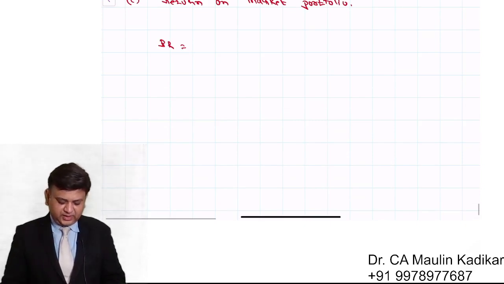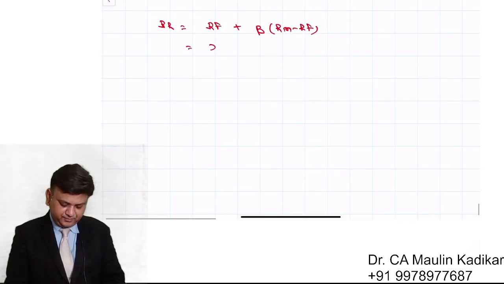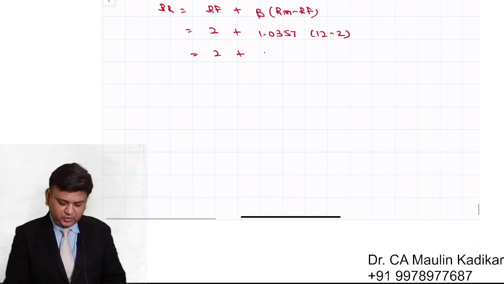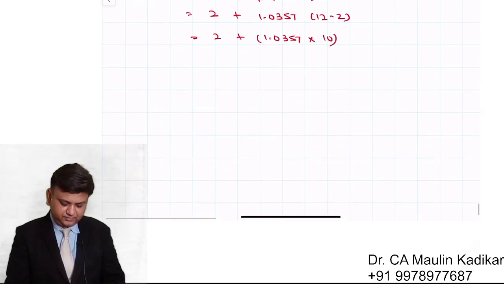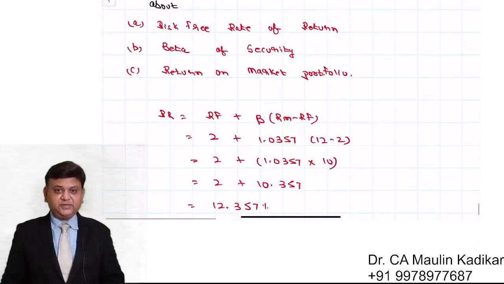Now the answer. Required rate of return is equal to RF, which is given to us in the question, beta which we calculated, RM which we calculated: 2 plus 1.0357 into 12 minus 2, 2 plus 1.0357 into 10, 2 plus 10.357, that comes to 12.357. That is the way we are supposed to make the calculation of the answer.